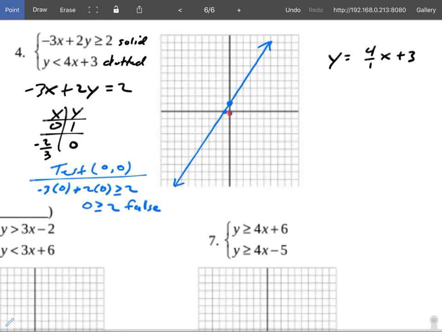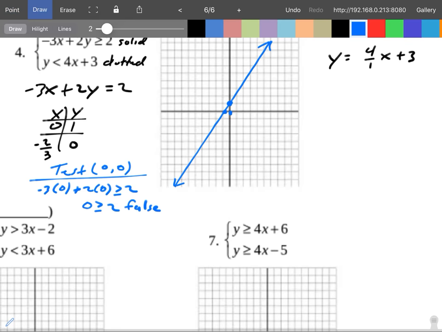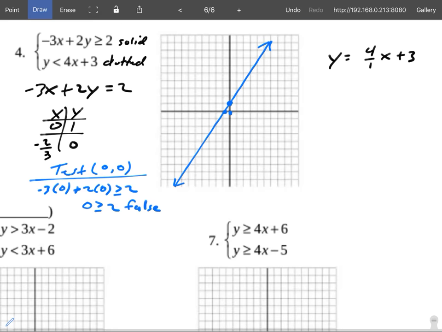So if I pick 0, 0 right here, and that makes a false statement, then I know that I have to shade the other side. So I'm going to shade above that blue line. So that is going to look like this. Okay? Now I got to do the second line.